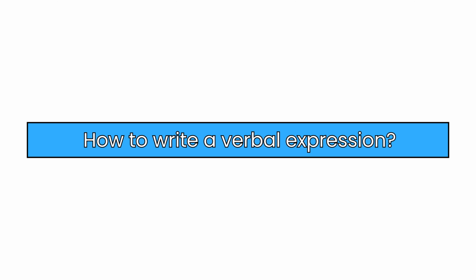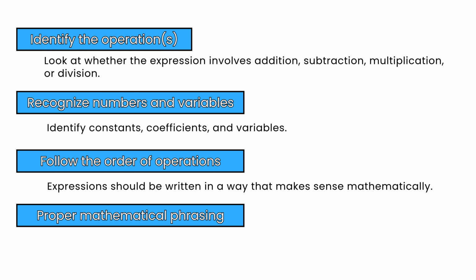In this video, we're going to learn how to write a verbal expression. When converting a mathematical expression into words, the first thing to do is identify the operations. Look at the expression and determine whether it involves addition, subtraction, multiplication, or division. Next, recognize the numbers and variables. Identify constants, coefficients, and variables.